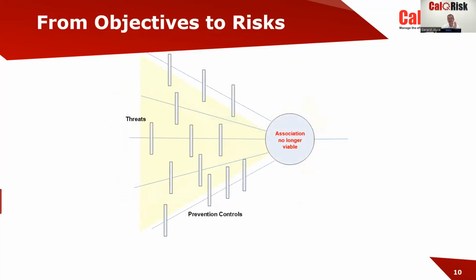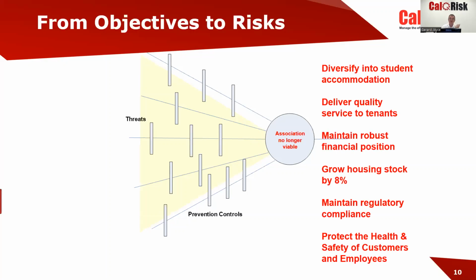So I'm going to take you, this is something I've done once or twice before, and I find it works. If you move the knot in the bow tie completely over to the right, you will run the risk that your housing association is no longer viable and you close the doors. And then if you consider your objectives, now these are, I would say, generic objectives that might apply to a greater or lesser extent to your housing association. And you have maybe 7 or 9 objectives.